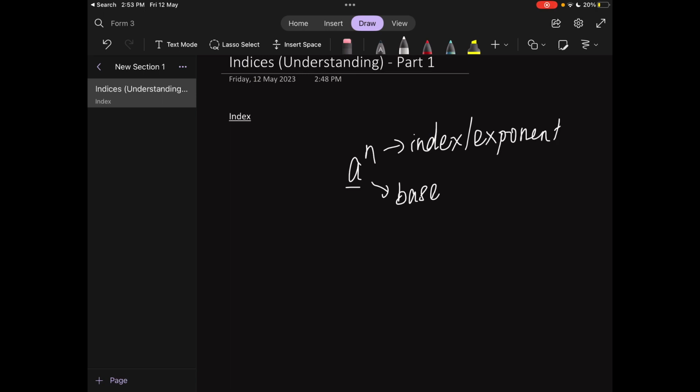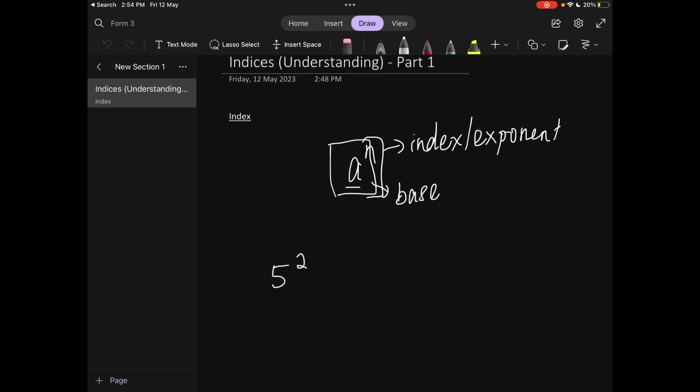So what is the meaning of it? For you to understand the meaning, let me give you an example. Let's use a simple number: 5 squared, 5 to the power of 2. This example is directly derived from the a to the power of n I've written above. It's the same thing. So in this instance, 5 is a and 2 is n.